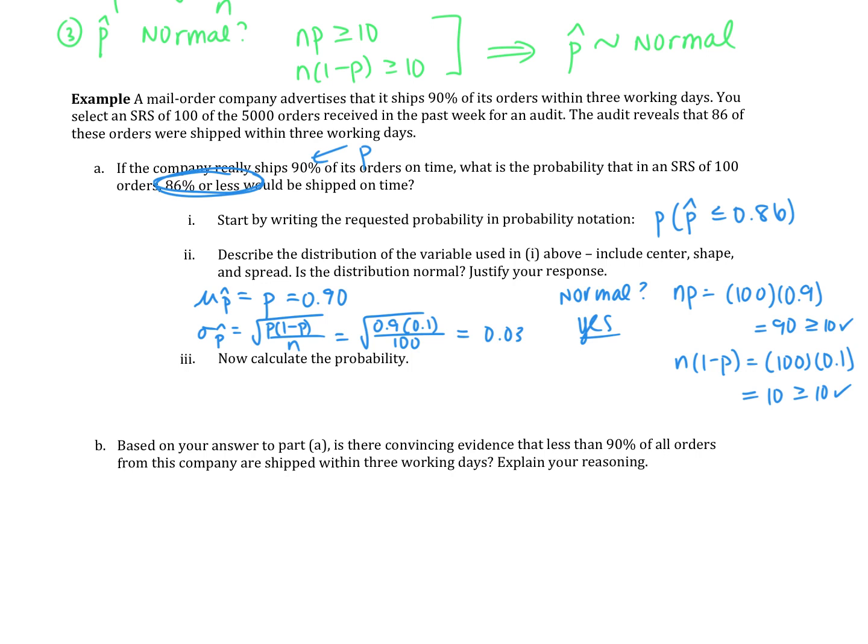Now that we've proven the distribution is normal, found the mean, found the standard deviation, we're almost ready to calculate that probability. Before we do, I do want the notation: p hat is normal. The mean of p hat is 0.9. The standard deviation of p hat is 0.03. So then finally, we are calculating the probability that p hat is less than or equal to 0.86. On your calculator, is this a normal CDF or an inverse norm problem? Normal CDF or inverse norm?